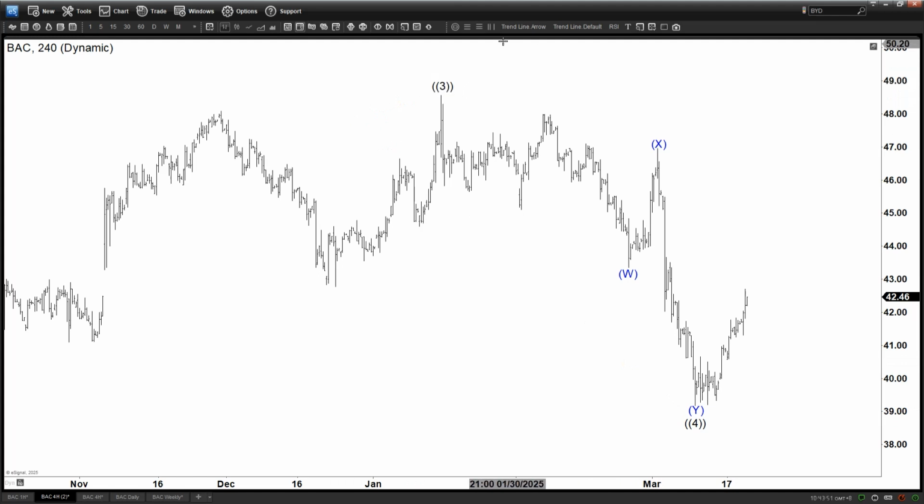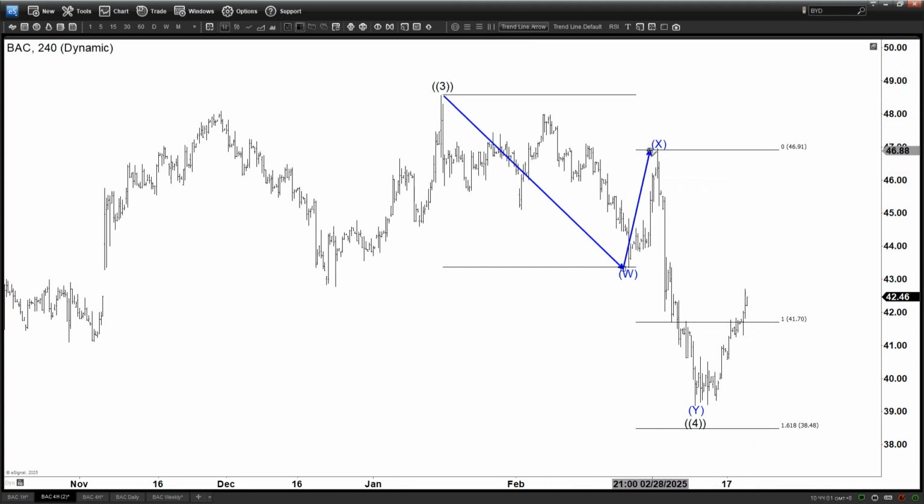As you can see here, if you do the extension analysis of this 1, 2, and then 3, you will see that we completed this entire move, or this cycle, at what we call the 100% extension area. Typically, this is an indication of a corrective structure, because an impulsive structure typically will be in 5 waves, and then the third wave typically will extend to 1.618 or even more.